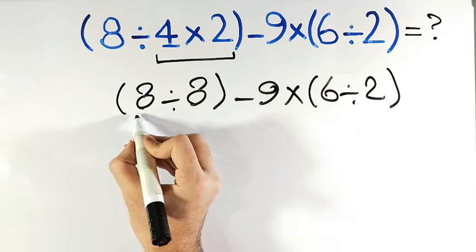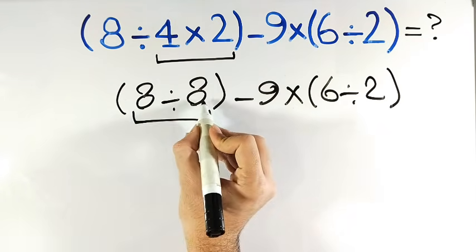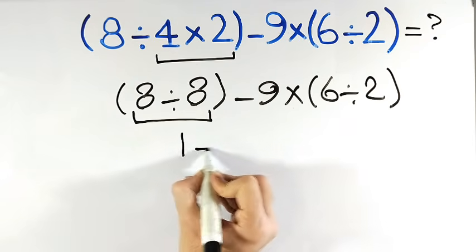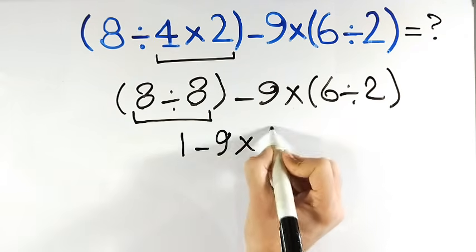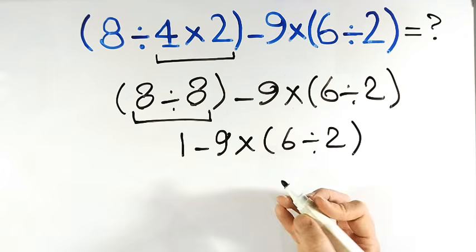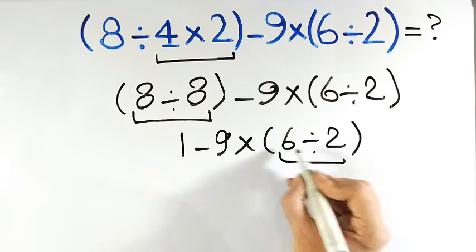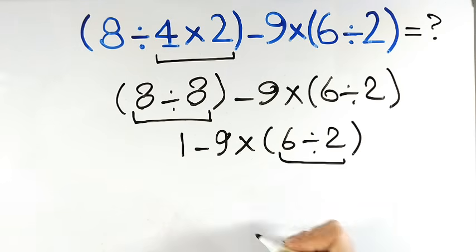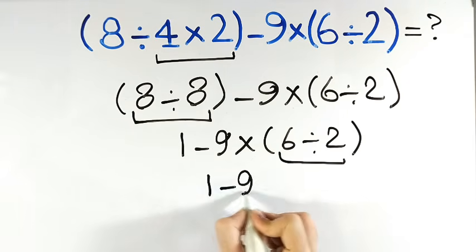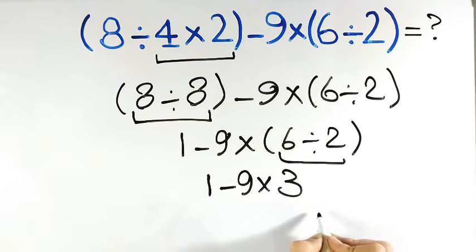And the next step, they go for the division between 8 and 8 inside the parentheses and write this expression as 1 minus 9 multiplied by 6 divided by 2 inside the parentheses. Then they go to the division between 6 and 2 inside the second parenthesis, and instead of this expression, they write 1 minus 9 multiplied by 3.